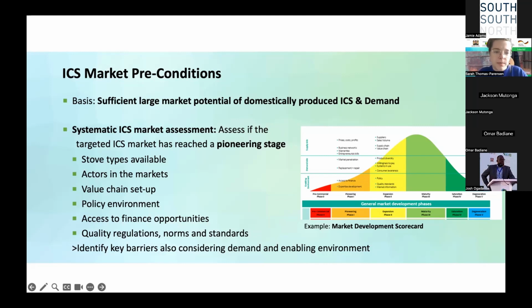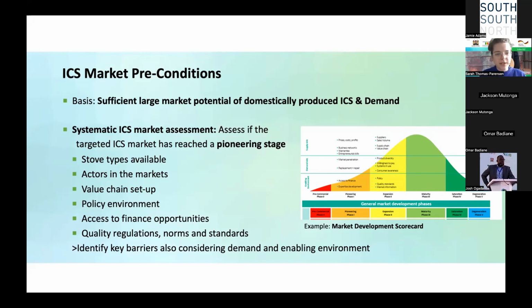And then also looking at the demand side: is there already demand for improved cook stoves, or does this demand need to be created first? For that, it helps to do a systematic ICS market assessment. So basically assess if the market is already at a pioneering stage, looking at which stove types are available, what actors are in the market, whether there is already a value chain, what the policy environment is, whether there are access to finance opportunities, and what the quality regulations, norms, and standards are. And with that, also identify key barriers.